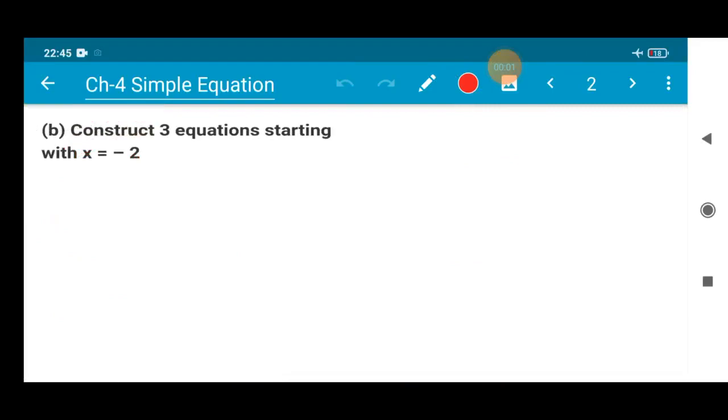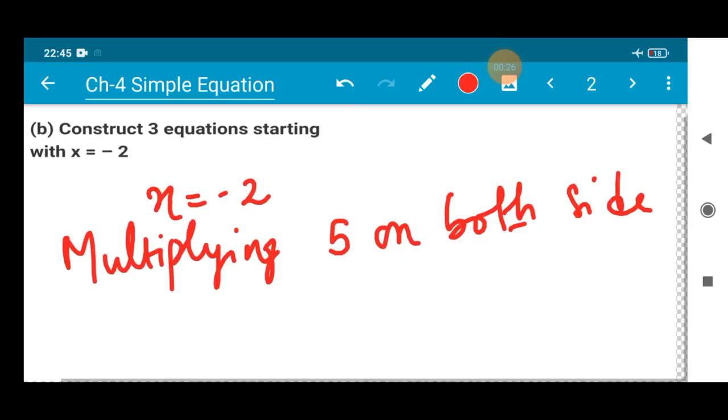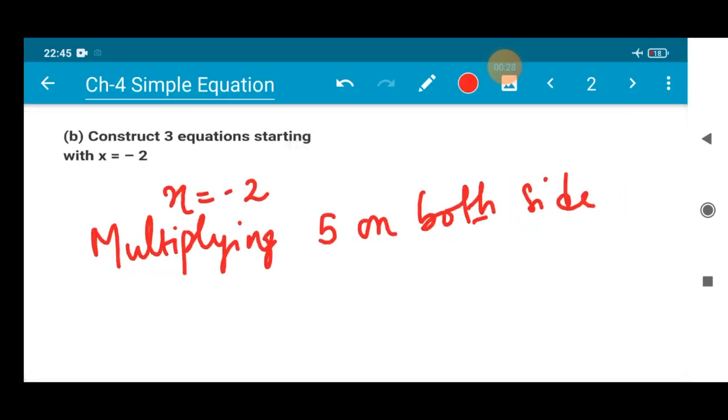Proceeding to the second part of the question, of question number 4, that is part B, you have to construct 3 equations which start with x is equal to minus 2. The question is very much similar to that of part A. So let us multiply 5 on both the sides. You can multiply any other number, but remember your x value should remain minus 2 only. So 5x is equal to minus 2 into 5, which will be 5x is equal to minus 10.